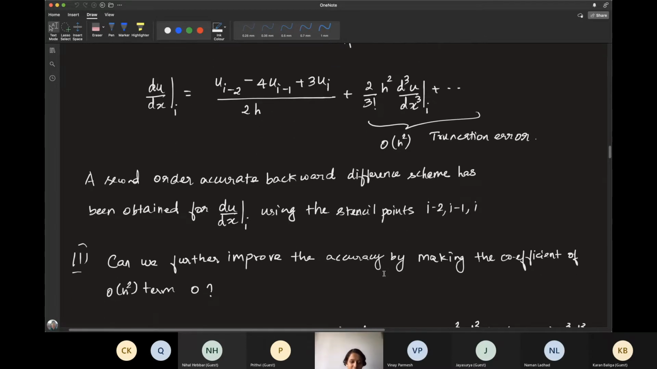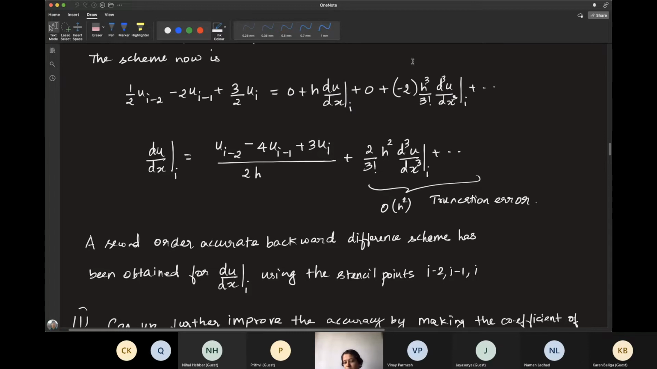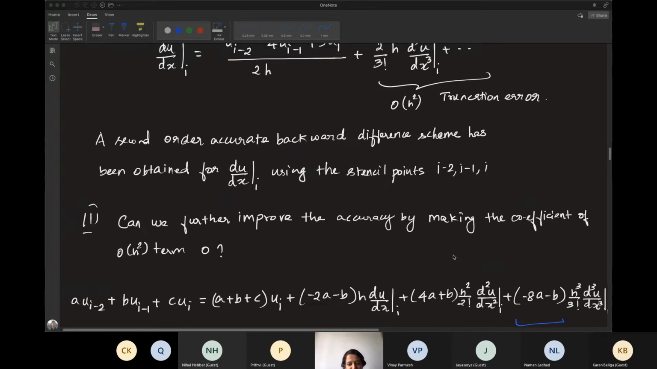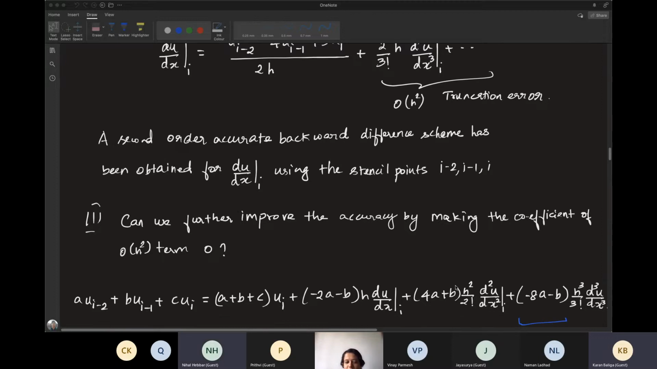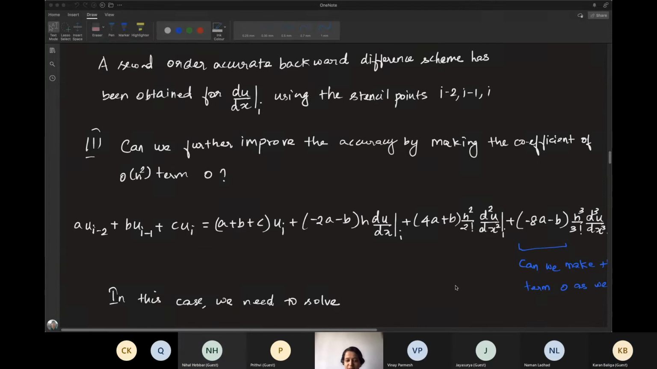Now for this, can we further improve the accuracy by making the coefficient of the next term 0? That is, suppose you make the coefficient of this order h cube term also 0, can you do that in order to improve the accuracy? Is it possible to do that? We already have three equations with three unknowns. Yeah, it'll be over constrained. So we cannot further do it.